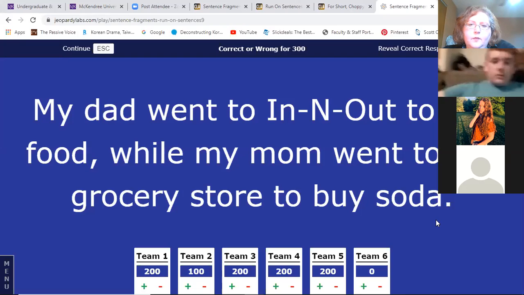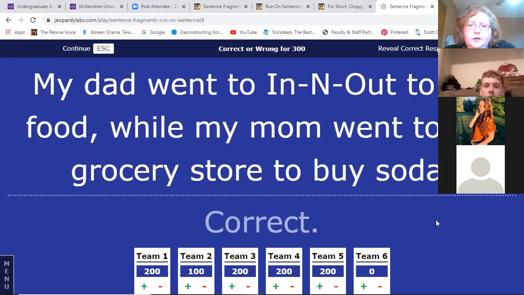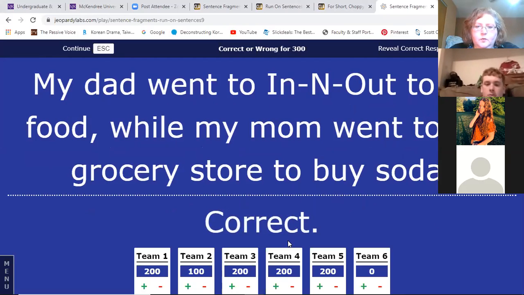I think it's correct. It is correct. Good job. You guys are team 4? 3. 3, sorry. Yes, because this part is a fragment, so the comma's legit. Now, if this word wasn't here, then it would be a comma splice. But the word is here, creating a dependent clause, so you're good.